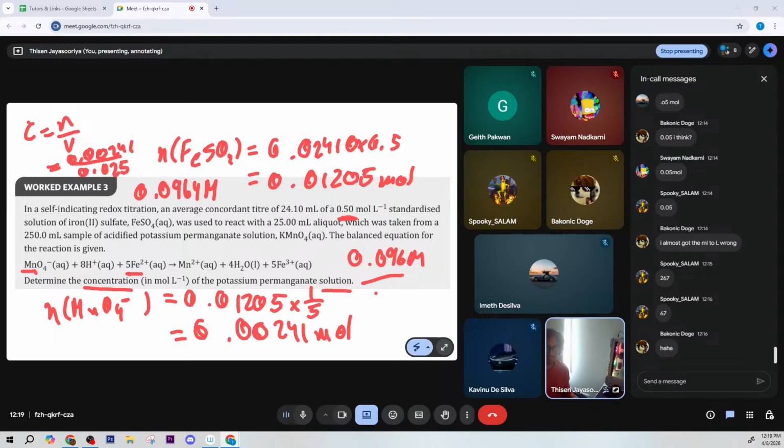Any questions about that? Does that all make sense? Thumbs up if that makes sense. So essentially, I'm finding the number of moles of the unknown. I'm using the stoichiometric ratio to find the number of moles of the unknown. And then I'm using the equation N equals CV, rearranging that to find the concentration of the solution.